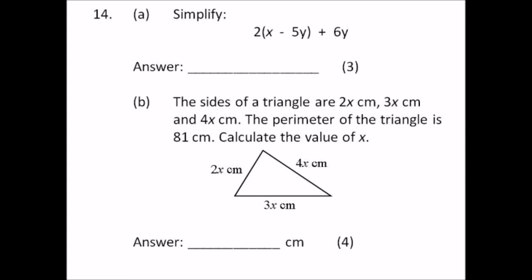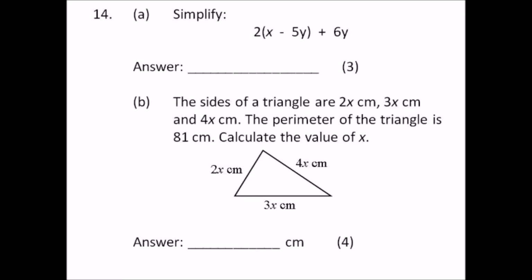And B, the sides of a triangle are 2x centimeters, 3x centimeters, and 4x centimeters. The perimeter of the triangle is 81 centimeters. Calculate the value of x. There you have the triangle drawn with sides 2x, 3x, and 4x centimeters. And your answer for that one will be in centimeters. 4 big marks. This whole question, guys, is 7 marks.